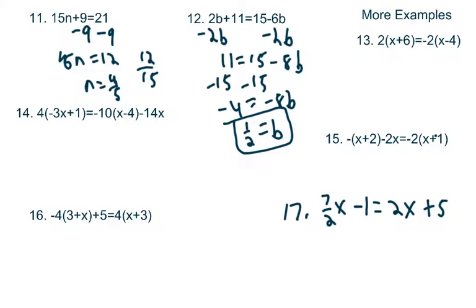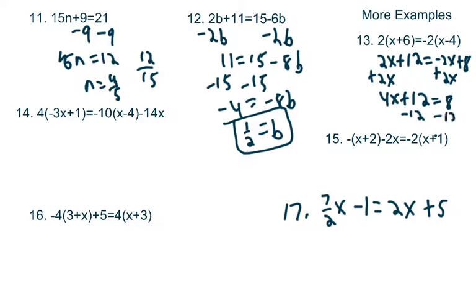Let's distribute. 2x plus 12 equals negative 2x plus 8. Add 2x to both sides. 4x plus 12 equals 8. Subtract by 12. 4x equals negative 4. X would equal negative 1 for this.